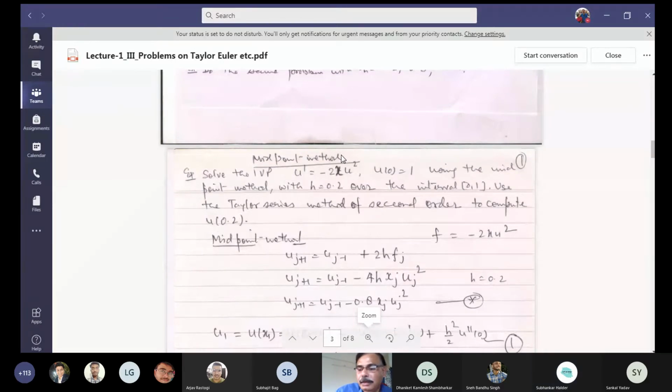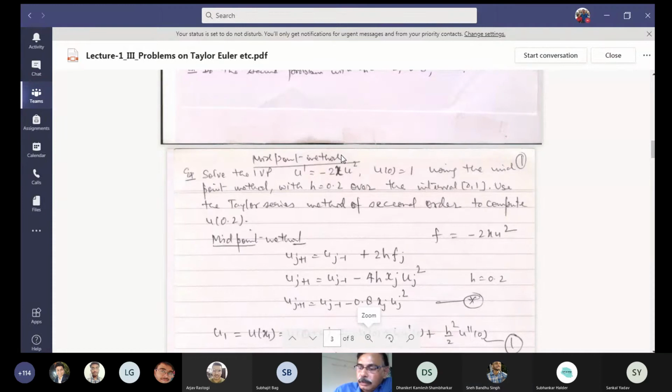So u prime equal to minus 2x u square, right? I'm explaining now. u(0) is given as 1. Interval is given as 0, 1, means x is in 0, 1. And h is also given as 0.2. So x naught will be what? 0. x1 will be what? I want answer from you people. 0.2. x2 will be? 0.4.